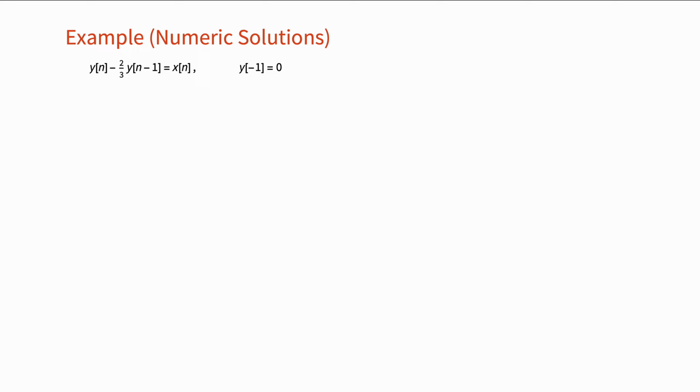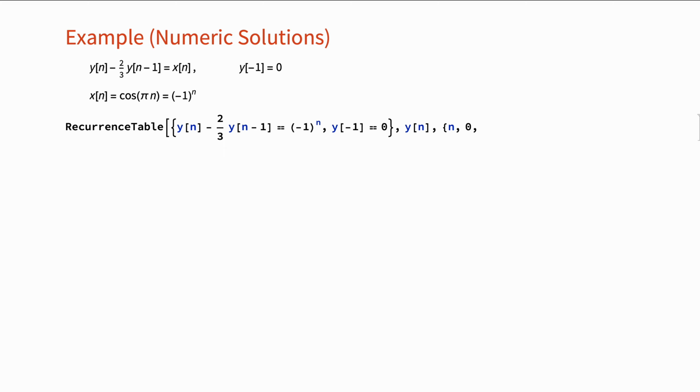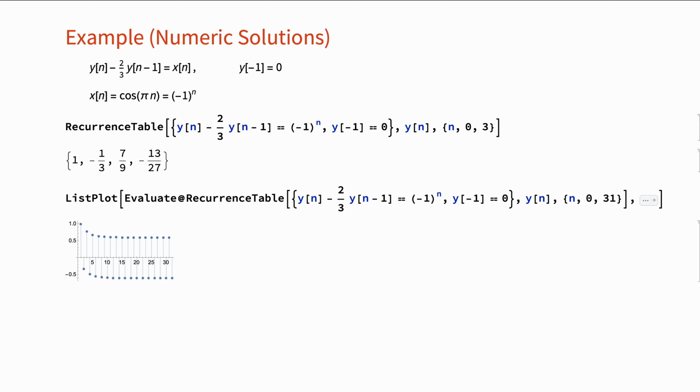Let's use this numerical method in an example. Given this first-order difference equation and initial condition, let's find the output sequence y of n for n equal to 0, 1, 2, and so forth, if the input sequence x of n is given as cosine of n pi, or minus 1 to the power n. Using the Wolfram language, we can solve the recurrence equation to get a list of the output values for n equal to 0 through 3, let's say. We can generate more values and plot them to see how they change over time.